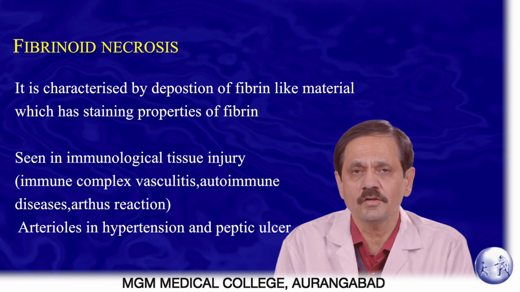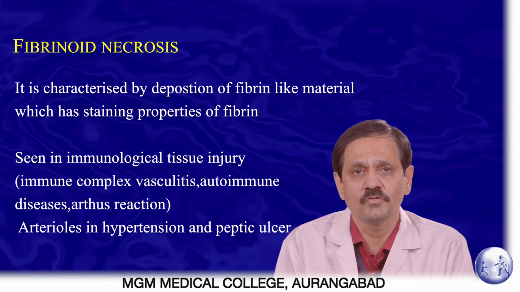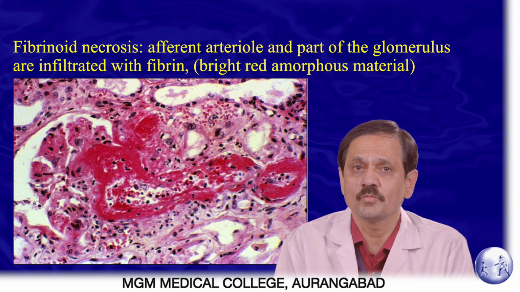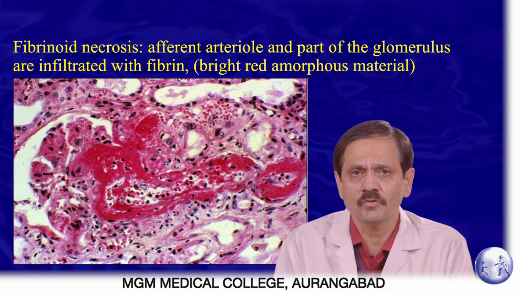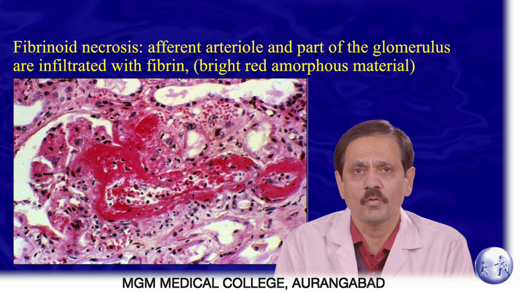It becomes eosinophilic and hyalinized, and that is very commonly seen in various collagen disorders like systemic lupus erythematosus, rheumatoid arthritis, Raynaud phenomenon and other collagen disorders, which lead to the formation of fibrinoid necrosis.